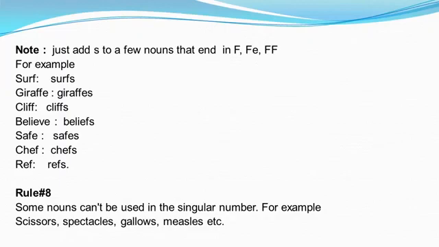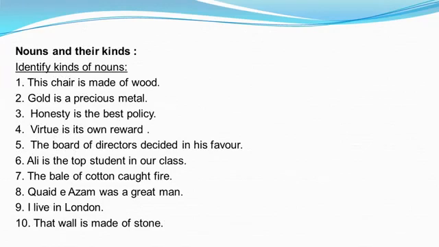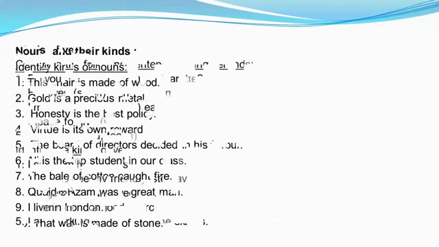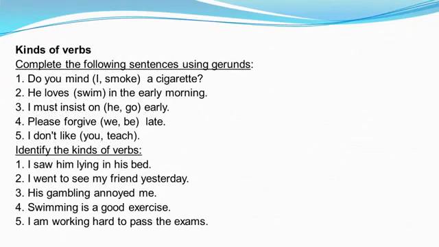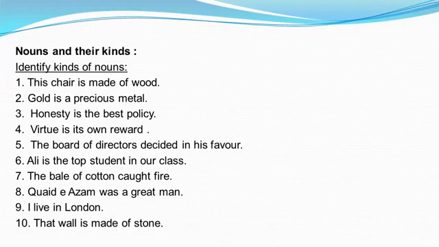Now let's discuss kinds of noun. As you know, there are 5 kinds of noun. Common noun, proper noun, abstract noun, material noun, collective noun. Now let's start from common noun. What is common noun? Common noun does not define a particular person, thing, or place. It is a generic name given to one item or a class or group. For example, cat, boy, girl, city, country, etc.